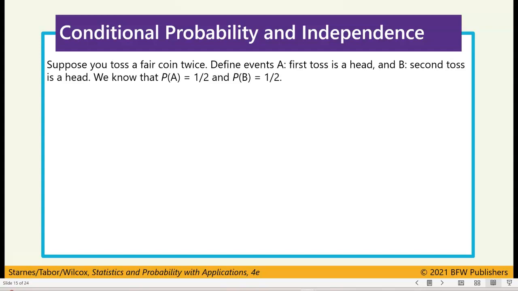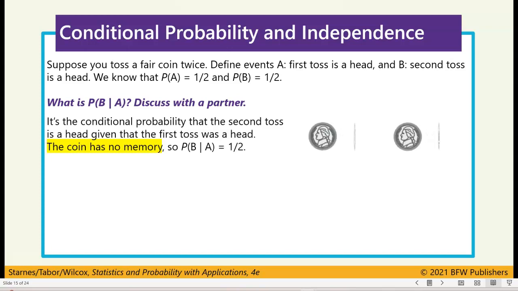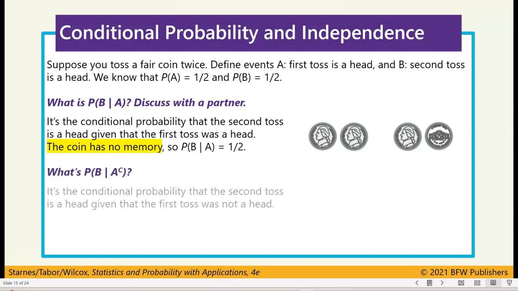Okay, suppose you toss a fair coin twice. Define event A: first toss is a head, and event B: second toss is a head. We know that the probabilities individually are 1/2. So what's the probability that B occurs given that A has already occurred? So the denominator would be the probability of A, right, which is 1/2. So this might be a case of using the formula, because of the probability of both of those events occurring.